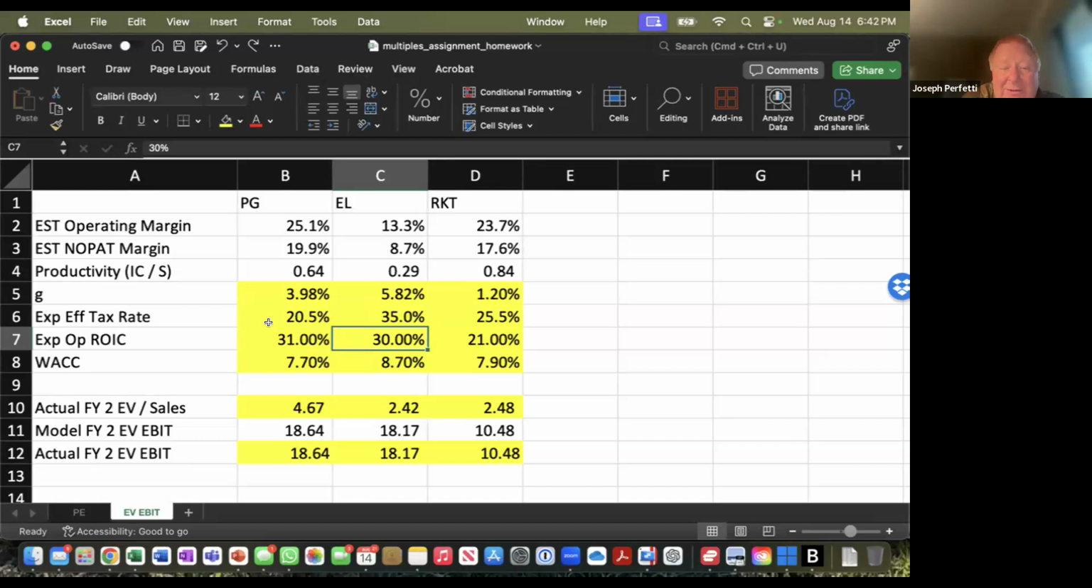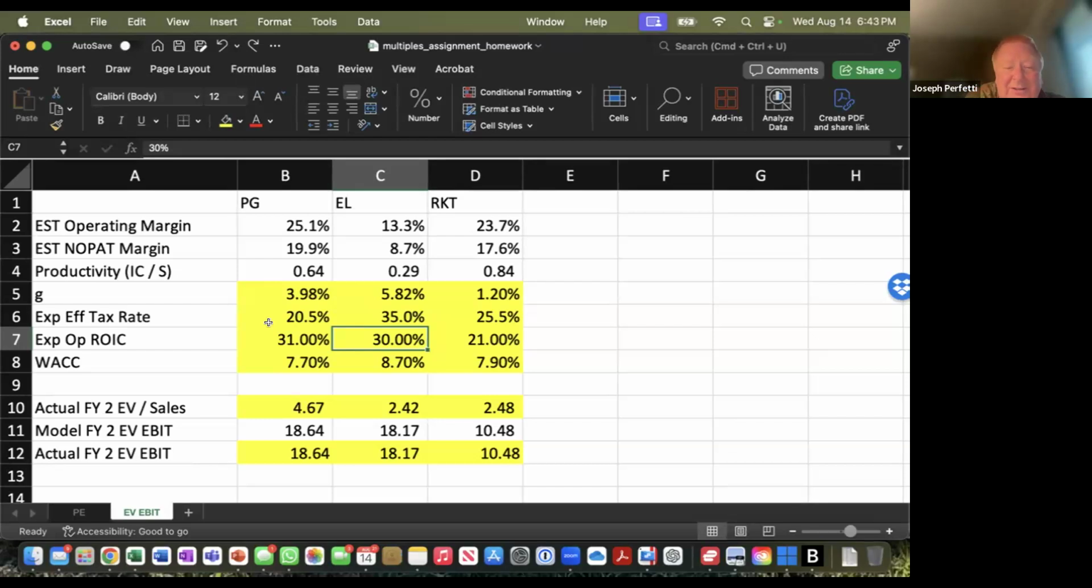In terms of Reckitt, why are they trading at a discount? Same as the previous slide. Relative to P&G, they've got similar risks, 7.7 and 7.9 WACCs, but they lack the growth. Again, 1% growth here, 4% growth for P&G, and 6% for Estee Lauder. Taxes are in the middle, 25.5%, and that's hurting them against P&G. It's 20, 21, but it's really the lack of growth. So it's pretty consistent between the two analyses that Reckitt's lack of growth, despite the high spreads, is why their multiple is low compared to the other two.